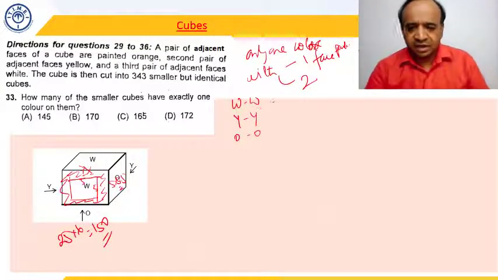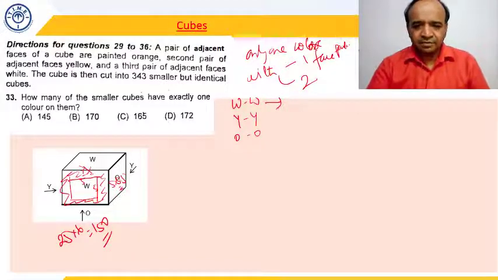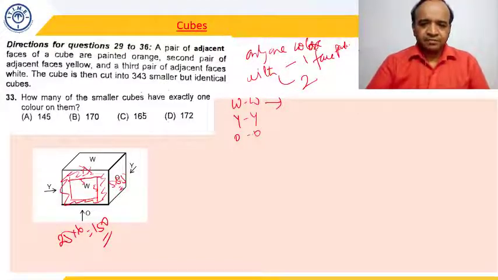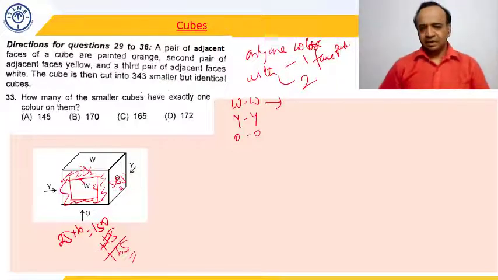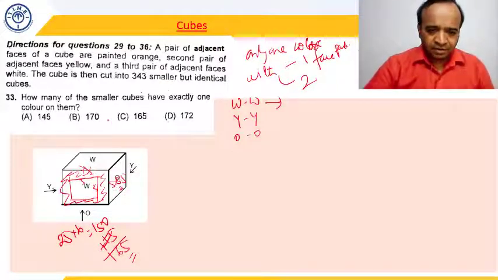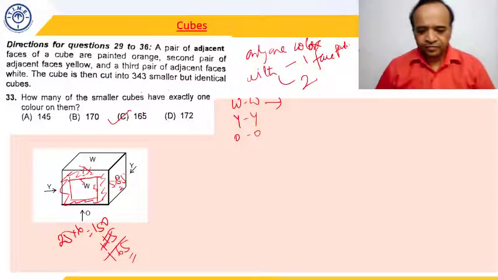I hope this is clear. And at each of the edges, the number of pieces we have is 5. So 5 plus 5 plus 5, there are 15 more pieces to be included in this. 150 plus 15 is coming out to be 165. So the answer choice for this question is fine.